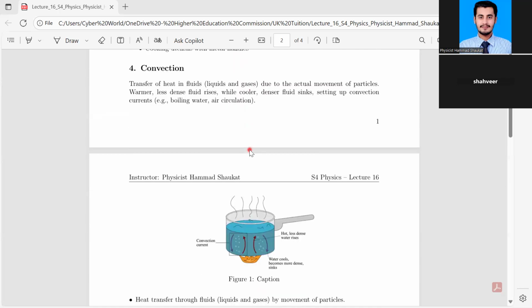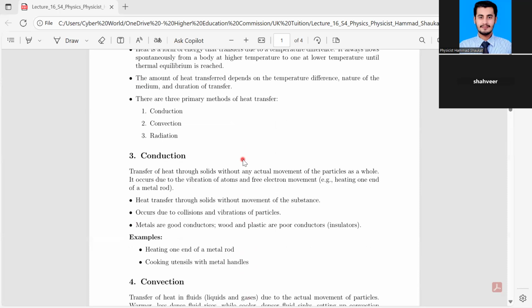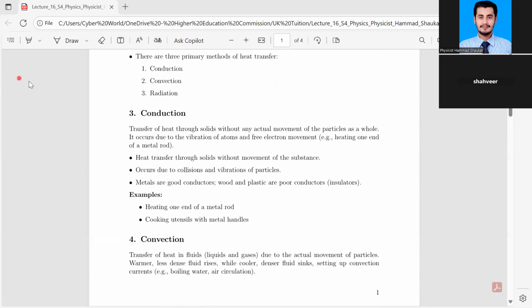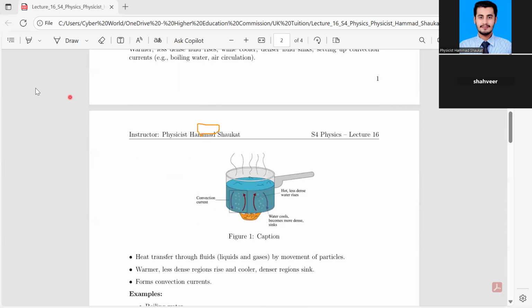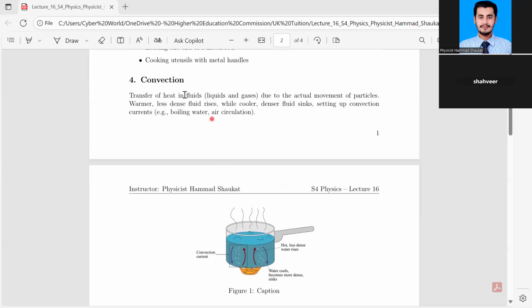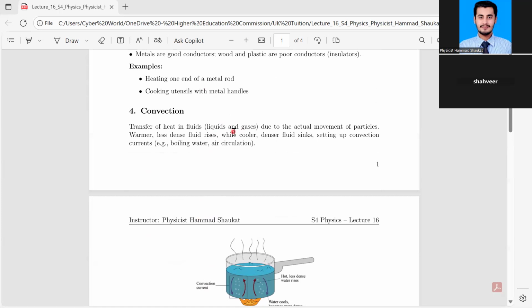Basically, convection is a method of heat transfer in liquids and in gases. As you can see here, conduction happens only in solids, right? But convection happens only in liquids and gases. This is the first difference between conduction and convection. And convection happens again due to the movement of particles inside your liquids and gases.